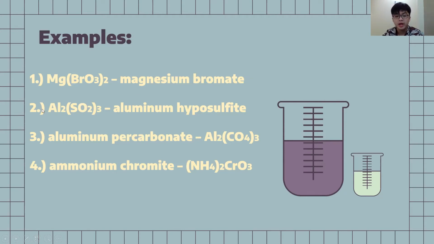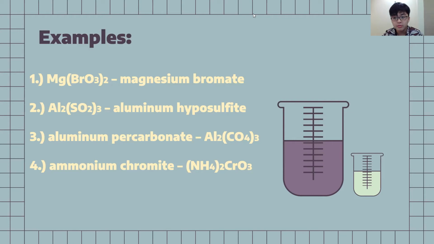Next, we have Al2 and SO2 multiplied by 3. Al is aluminum and SO2. So the original number of oxygen atoms must be SO4. In here it is SO2, so it is with 2 less oxygen atoms. The rule is hypo plus root of the first element plus I. So hypo plus sulfur plus I, which is hyposulfite. So the answer is aluminum hyposulfite.